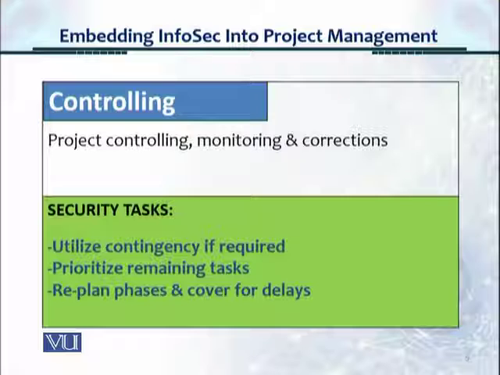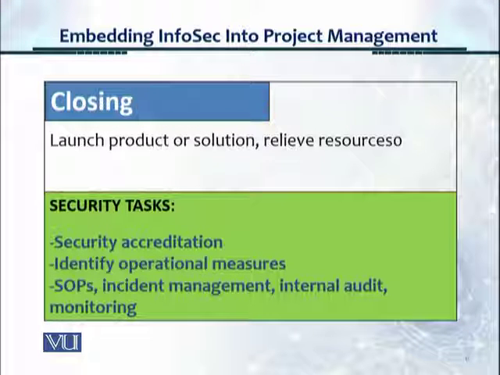Then we go on to the controlling phase, which consists of project controlling, monitoring, and corrections. Usually the time, budget, and cost of the project isn't as per plan. So here we utilize contingencies if they are required, and it's usually a very good idea to build in contingencies. We prioritize the remaining tasks, fit them into the remaining time, realign the project plan or replan the phases, and cover for delays. That may also consist of putting in more resources, for example, or moving around the phases a bit.